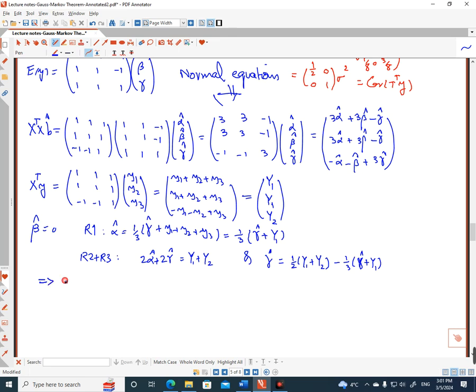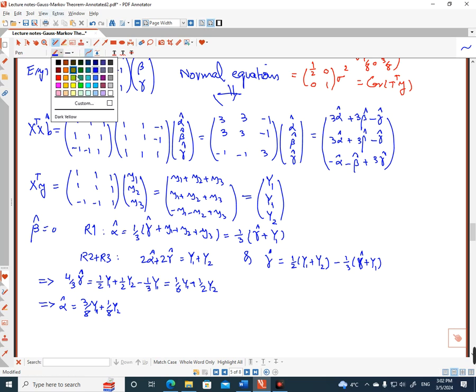So we can conclude that 4/3 gamma hat is equal to half capital Y1 plus half Y2 minus 1/3 capital Y1, which we can write as 1/6 Y1 plus half Y2. And similarly, we can find alpha hat, which is then 3/8 Y1 plus 1/8 Y2. These are capital Y1, capital Y2.